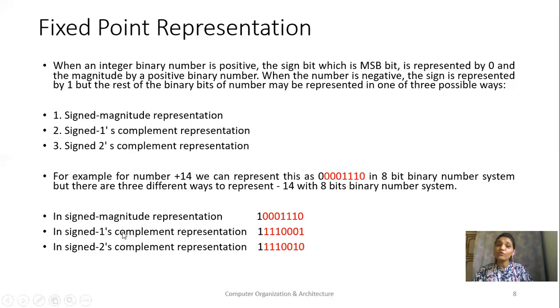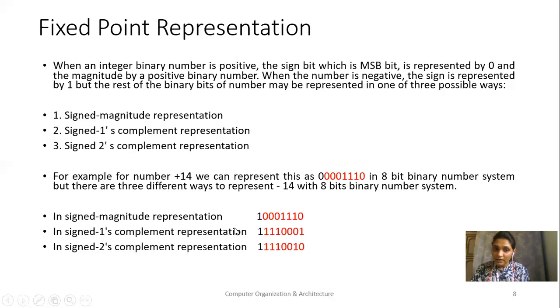For the 1's complement method, you put the MSB bit as a 1, that is okay, but the rest of the 7 bits are represented as the 1's complement of the original number. Our original number, or you can say the plus 14 representation, contains 7 bits: 3 times 0, 3 times 1 and 0.